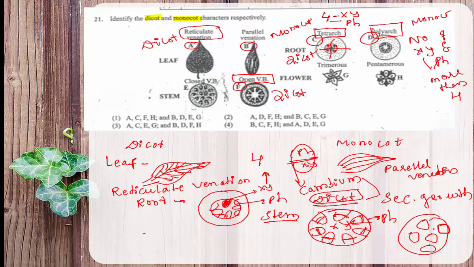No specific arrangement. Wherever they want, they are distributed. And an important point is that cambium is absent in case of monocot. That is why in any monocot, if you consider, there is no production of wood.